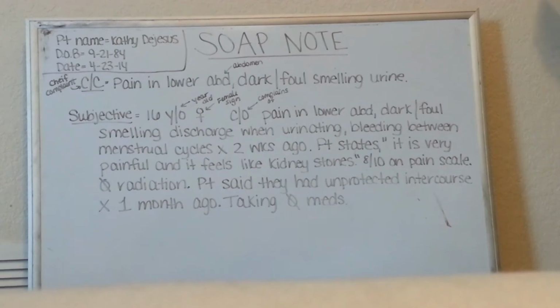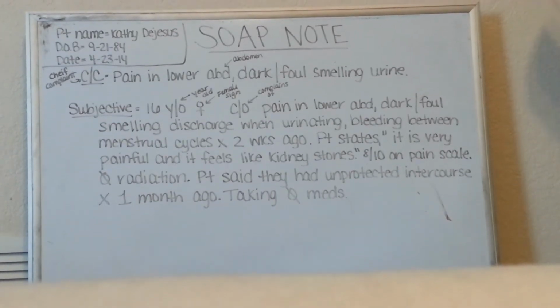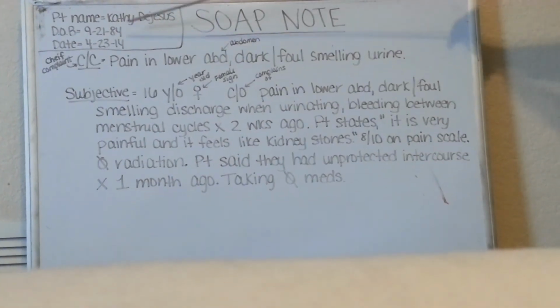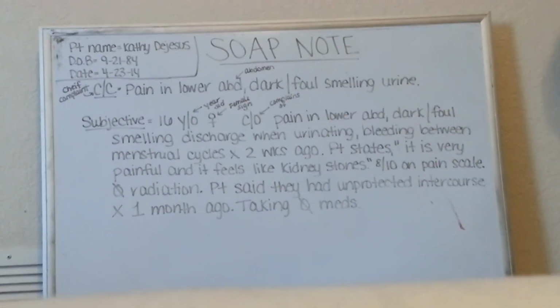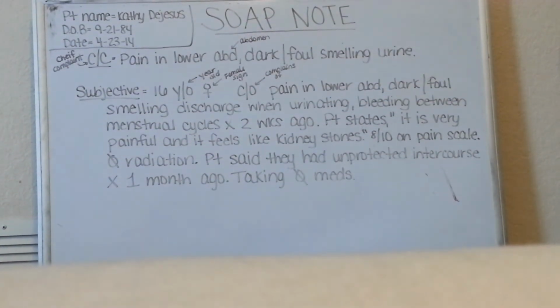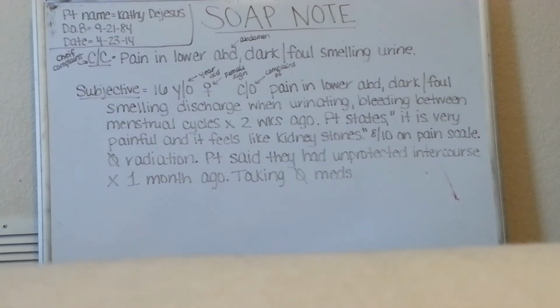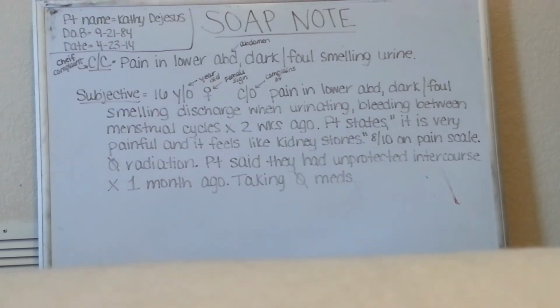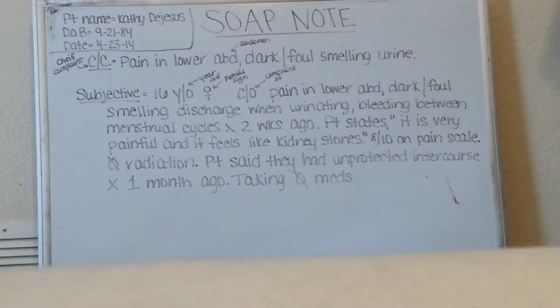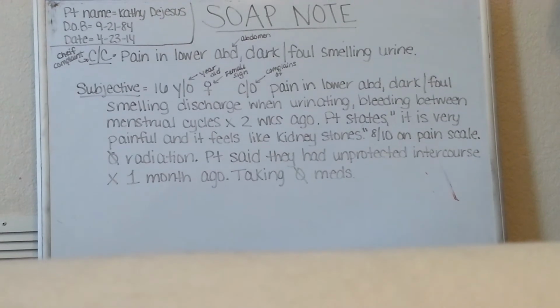This is my SOAP note. You will find the patient's name, date of birth, date, and any other personal information needed that belongs on a SOAP note. For my SOAP note that I made, I did a female. Her name is Kathy DeJesus. For her CC, which means chief complaint, it is pain in abdomen and foul-smelling urine. Every SOAP note has a chief complaint. The chief complaint is the main thing the person complains about.